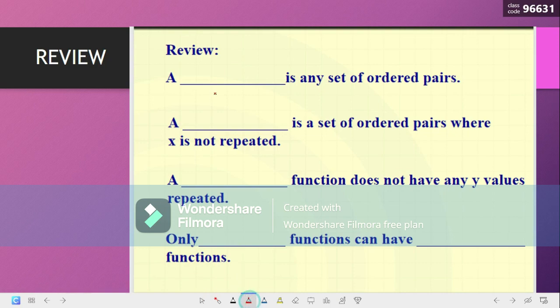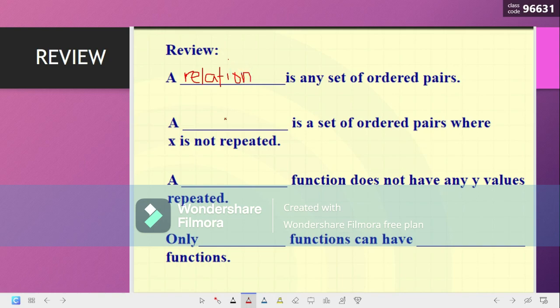A blank is any set of ordered pairs. So what do you think is the answer? A blank is any set of ordered pairs. The answer would be, okay, you are right, relations. We discussed this one in our previous lesson.